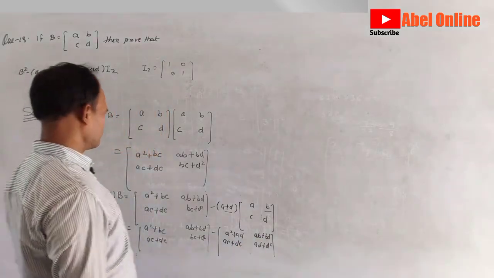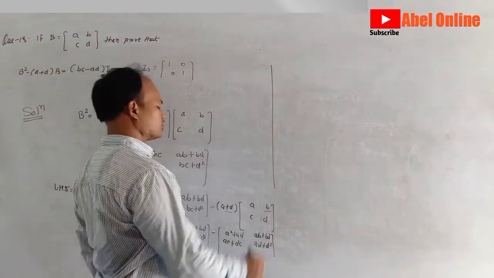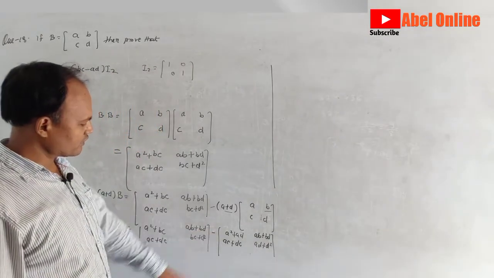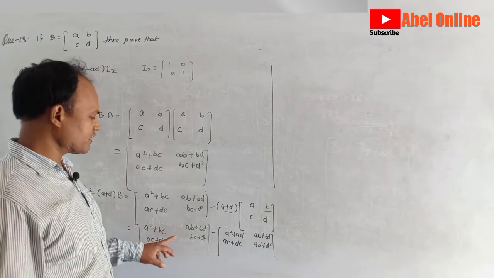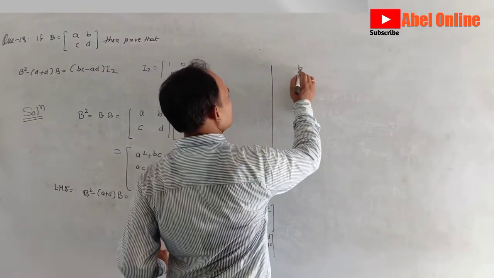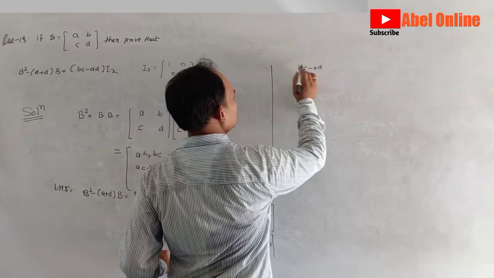Now we have to subtract each other. So it is a square plus BC minus a square plus AD. So a square is cancelled by a square, remaining part is BC minus AD. So it is BC minus AD.